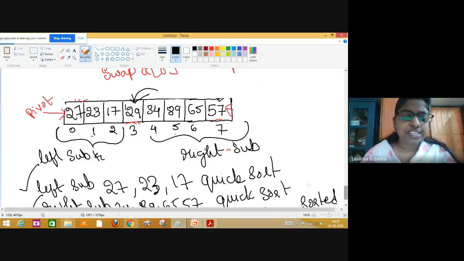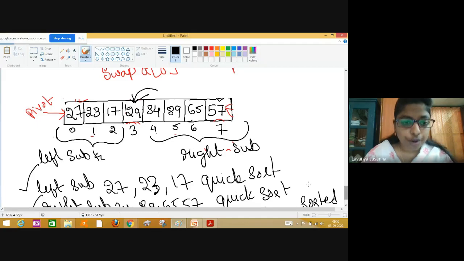Okay. Always the pivot element will be the first element. Next step, what you have to do? You need to move I. I is pointing to 0, J is pointing to the last index. What is the condition to move I? A of I must be less than or equal to pivot. Then only you need to move I. Continue the process until I stops.